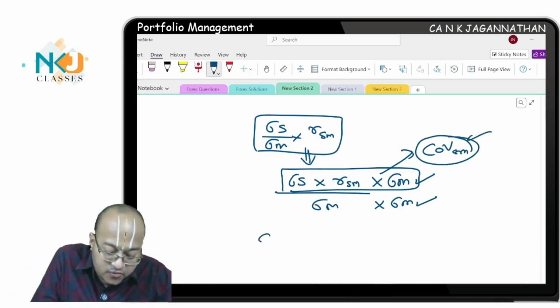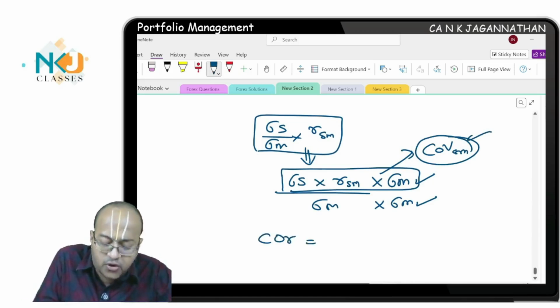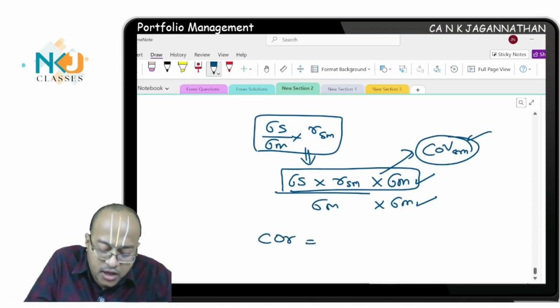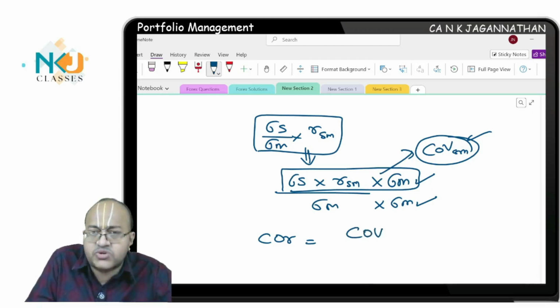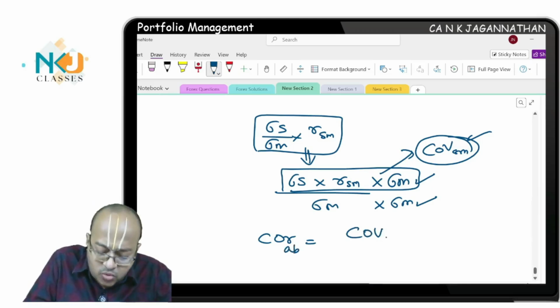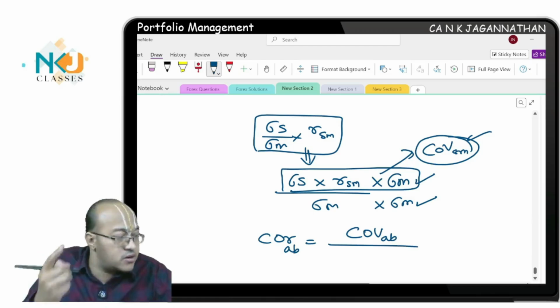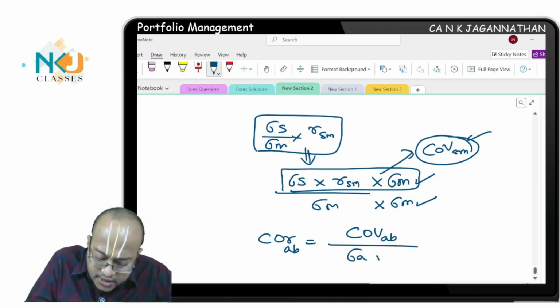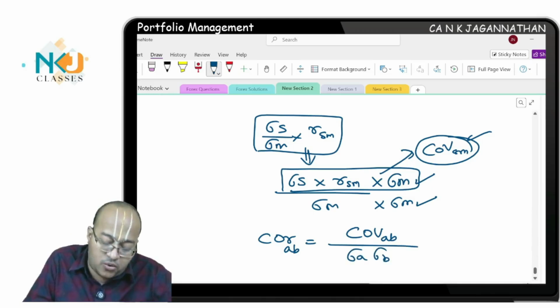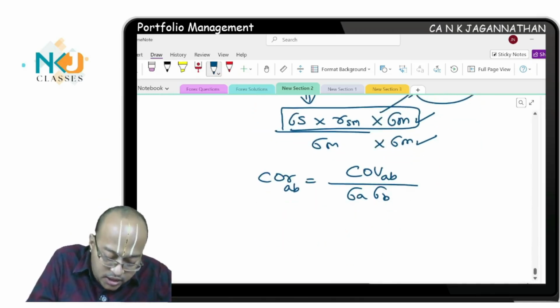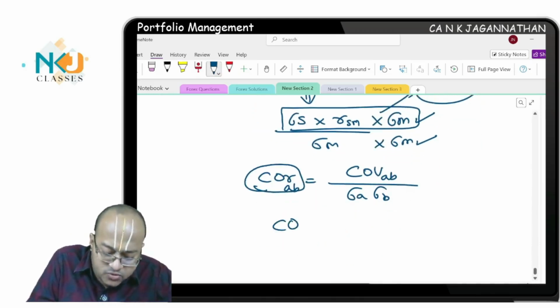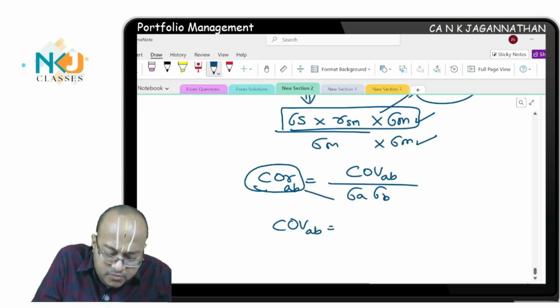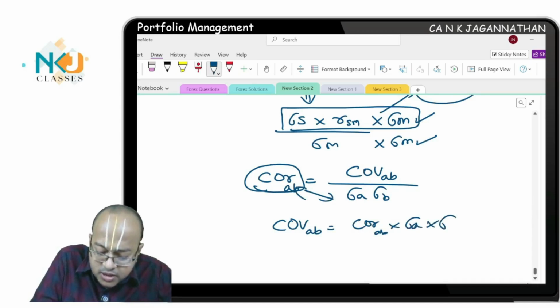I already explained what the correlation formula means. While explaining the correlation formula, it is nothing but the covariance of 2 securities. I told you the correlation of say A and B, which we learned, is nothing but covariance of A and B divided by sigma A into sigma B. Agreed? Now if this is correlation, rewrite it: what is covariance then? Covariance of A and B is nothing but correlation of A and B multiplied by sigma A into sigma B.